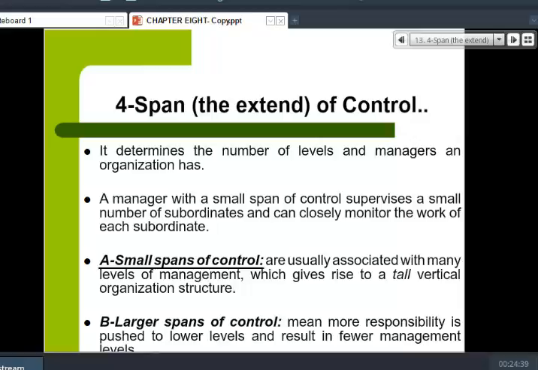A larger span of control means that more responsibility has been pushed and assigned to a lower level, resulting in fewer managers or management levels.